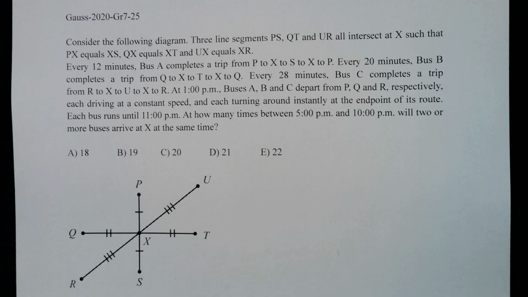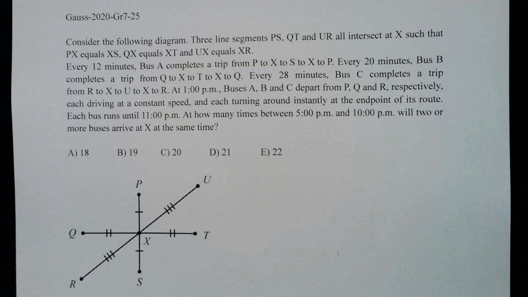Every 12 minutes, bus A completes a trip from P to X to S to X to P, and every 20 minutes, bus B completes a trip from Q to X to T to X to Q. Every 28 minutes, bus C completes a trip from R to X to U to X to R. And at 1 p.m., buses A, B, and C depart from P, Q, and R respectively at the same time, each driving at a constant speed, and each turning around instantly at the end point of its route.